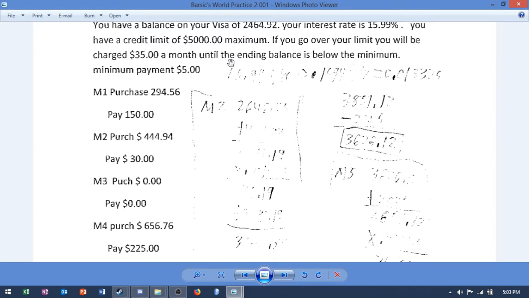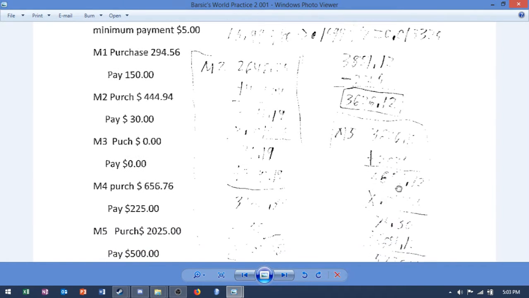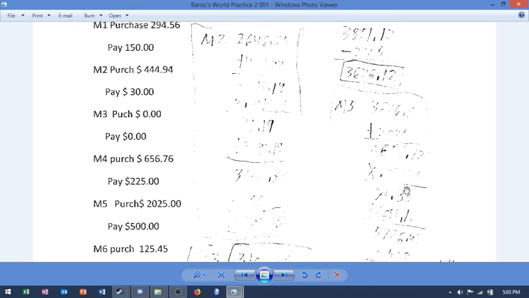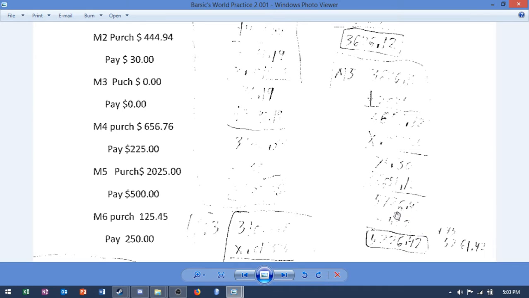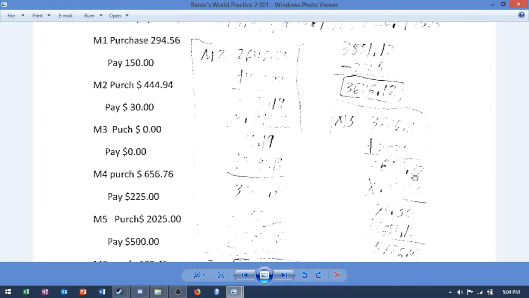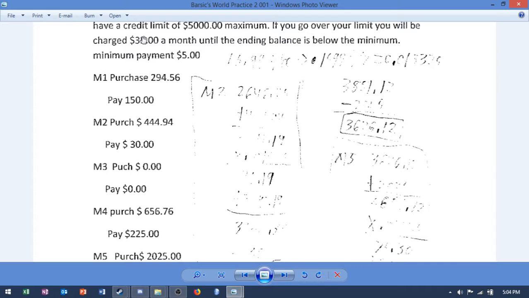But essentially, when you have a credit card limit of, say, $5,000 maximum, now in month 5, this is where we actually hit the maximum, because I had 3,600 something, and I added 2,000, and I got 5,600 something. So what I did first was I did the MPR, I got the interest, added it up, and got the final, and then I added the $35 fee, which if you go over the maximum, you'll be charged. I added that at the end, and you don't want to do that.